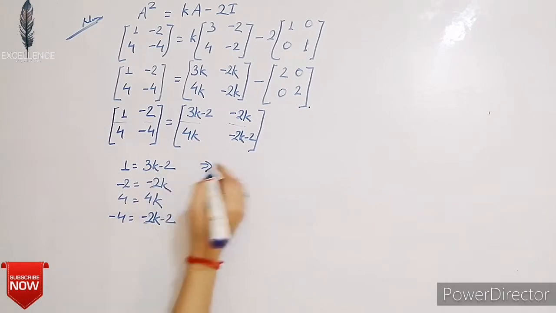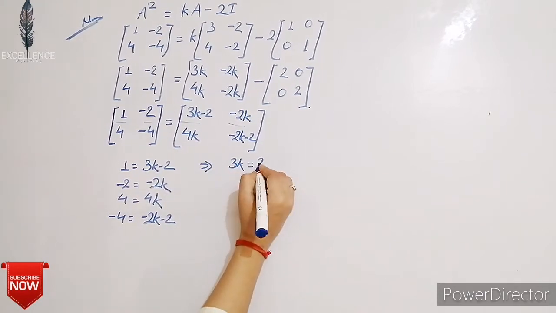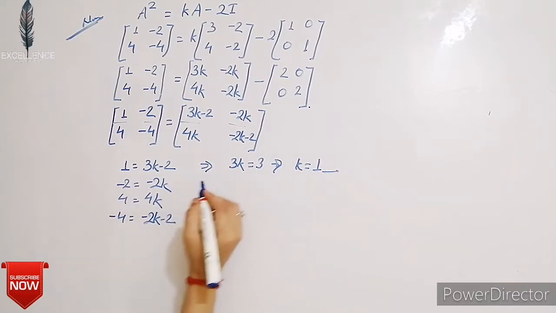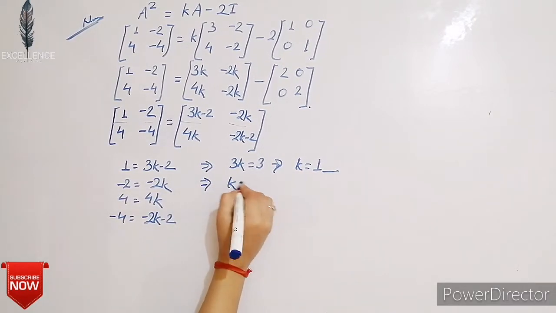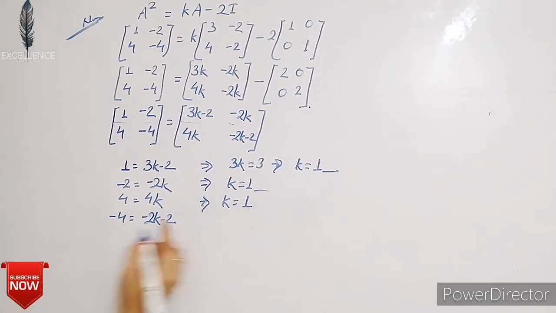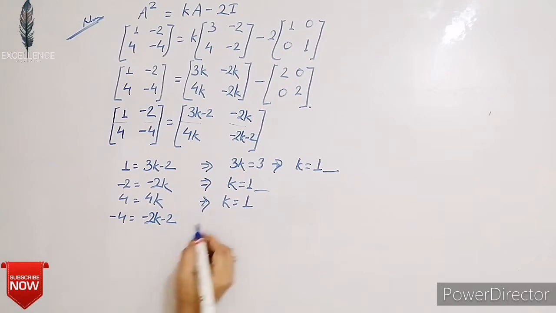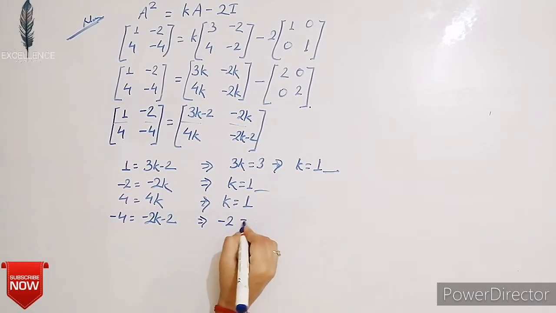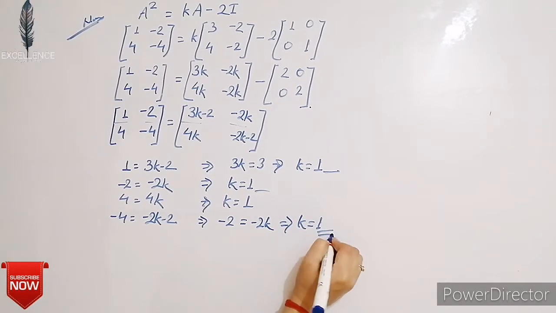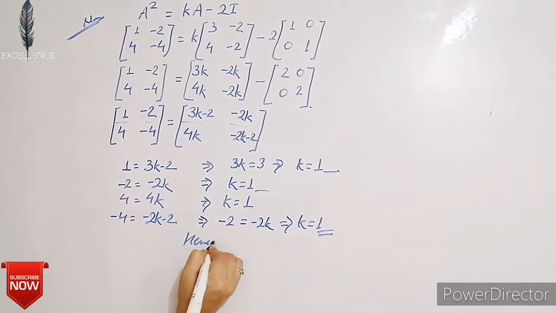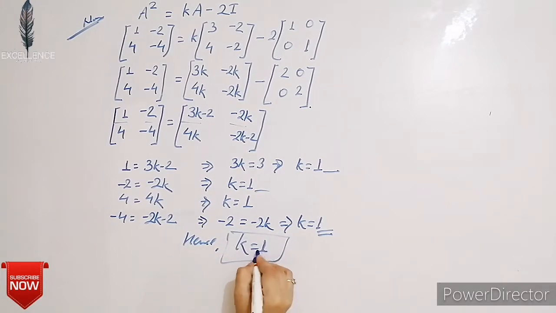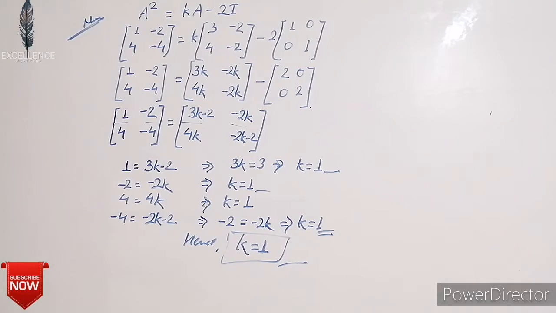From first we have 3K equals 3, that gives K equals 1. From second, K is also equal to 1. From third, it is given K equals 1. And from last we have minus 2 equals minus 2K, that gives K equals 1. From all the equations we find K equals 1. This is the required value. Let's see the next question.